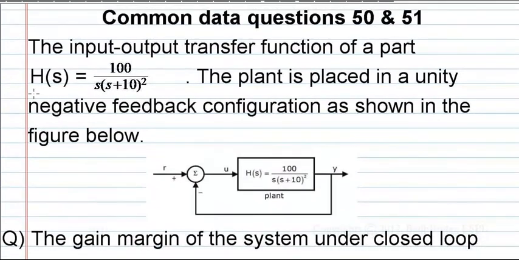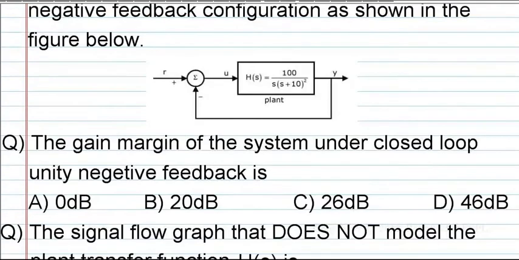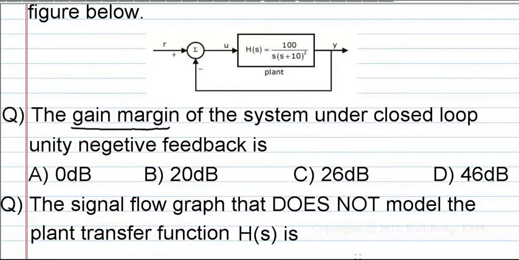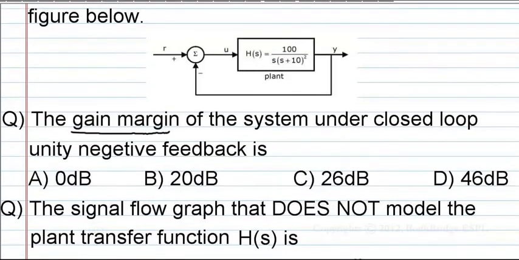Okay, we'll start from here. Here he has given H(s) as this one, and what is he asking? Gain margin. A very regular question in GATE. Gain margin, phase margin, gain crossover frequency, phase crossover frequency. These four parameters are very important for the GATE exam. In control systems this topic is very important.